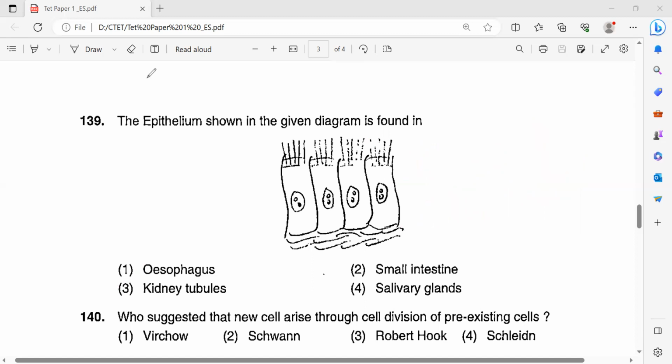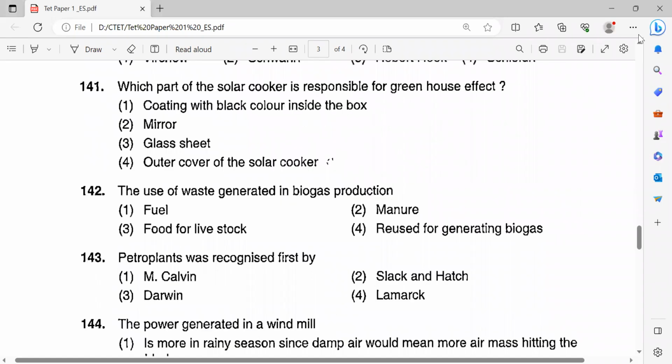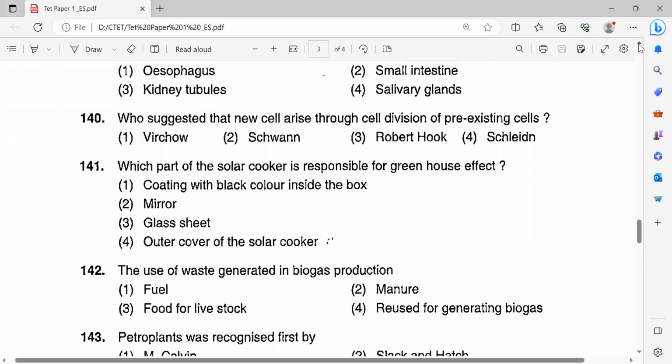When we come to the 140th question, just a minute. Who suggested that new cells arise through the cell division of pre-existing cells? Actually, this is by cell theory. Cell theory was proposed by both the scientists, Schleiden and Schwann. In cell theory, they say that all living things are made up of cells, and new cells are formed from pre-existing cells.